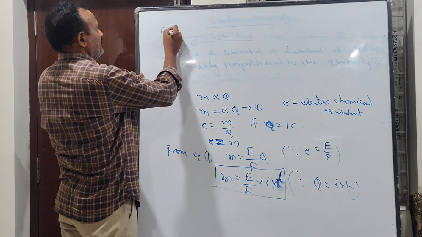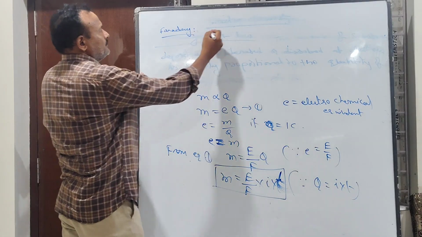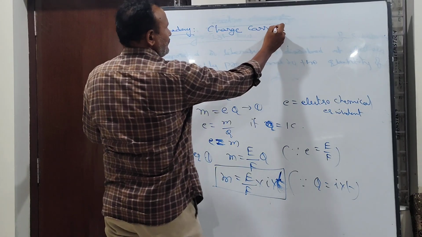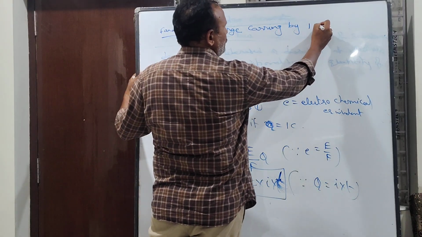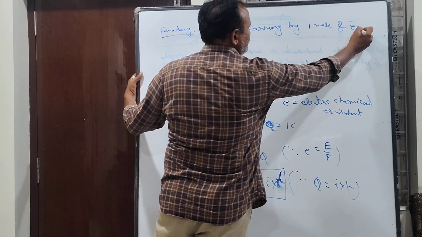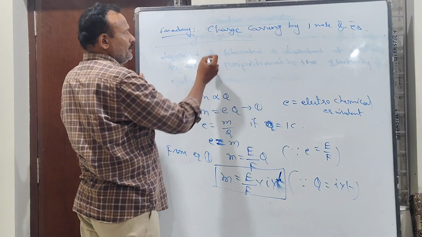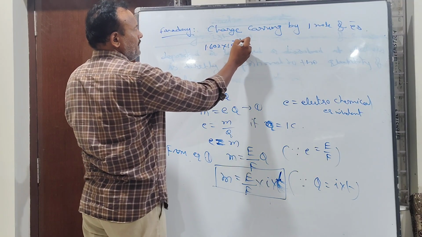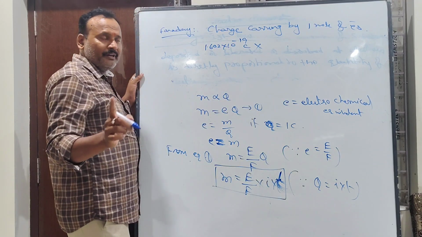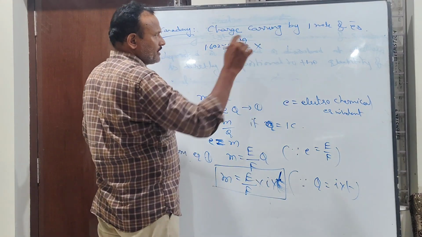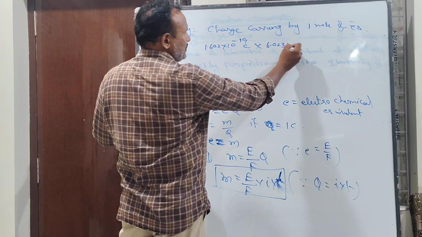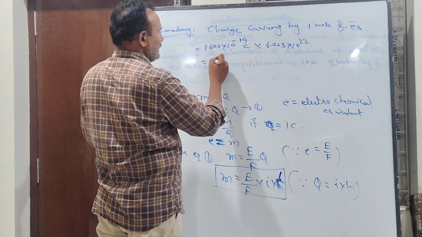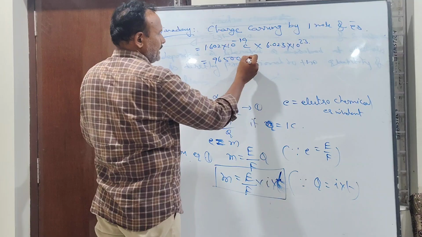Faraday. So what is the charge carried by 1 mole of electrons? That means mole, Avogadro number, right? What is the charge of the electron? 1.602 into 10 power minus 19 coulombs, right? Into Faraday means Avogadro number, that is 1 mole means Avogadro number, 6.023 into 10 power 23. So by multiplying these two values, we will get 96,500 coulombs.